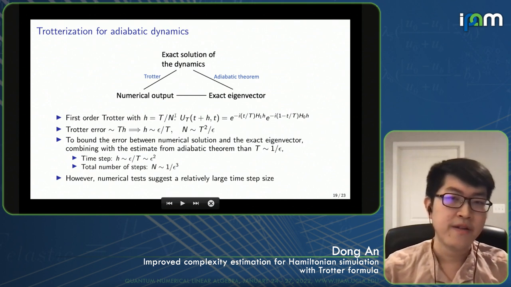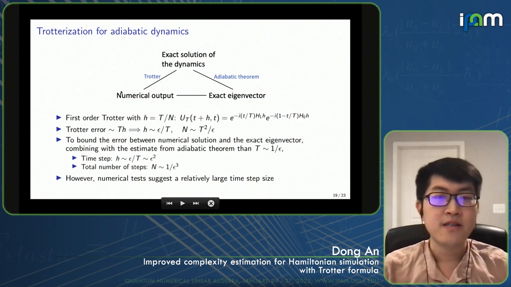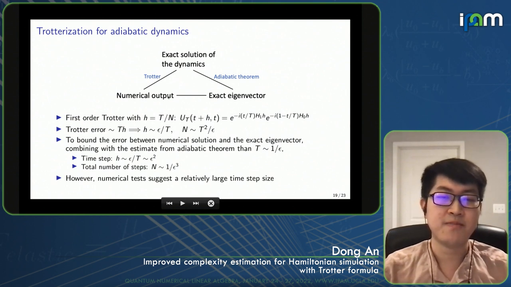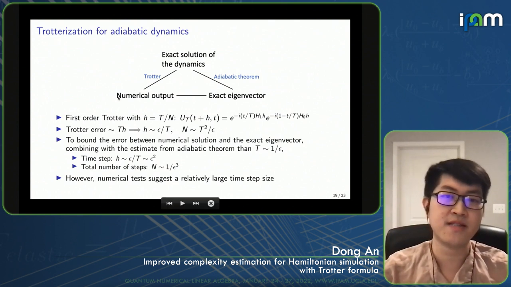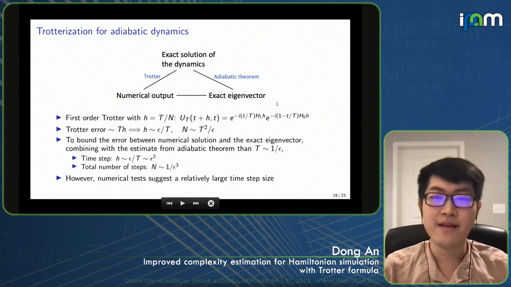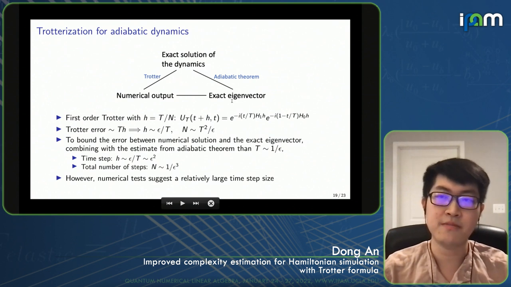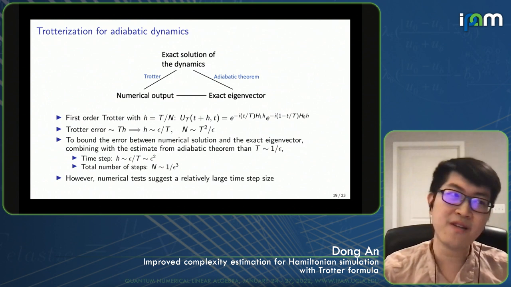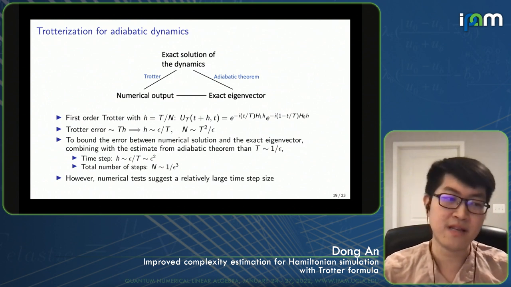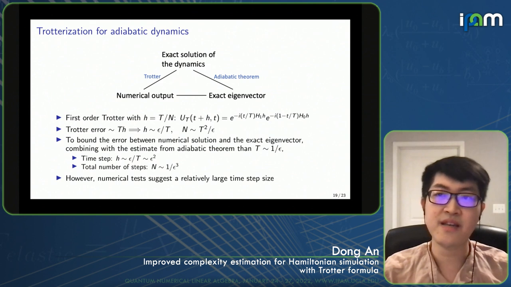Basically, we have three things in this procedure. The first is the so-called numerical output. It's basically the thing that we obtain after we do the Trotter method for the adiabatic dynamics. So this is something we get numerically. The second thing is the exact eigenvector. This is something that we don't know and we want to get a good approximation of. The third thing is the exact solution of the dynamics. It can be viewed as an intermediate thing because it does not really appear explicitly in our algorithm, but it turns out to be a useful way to understand the error.